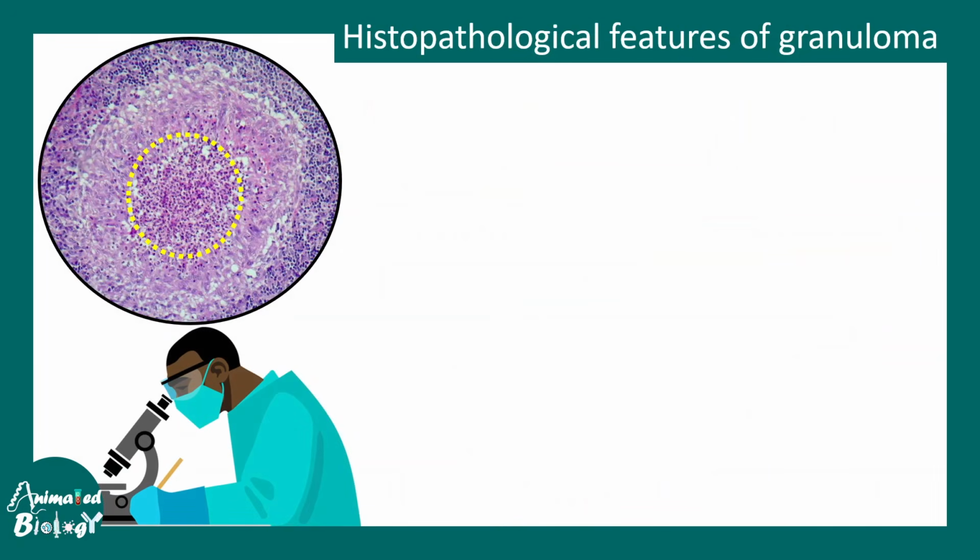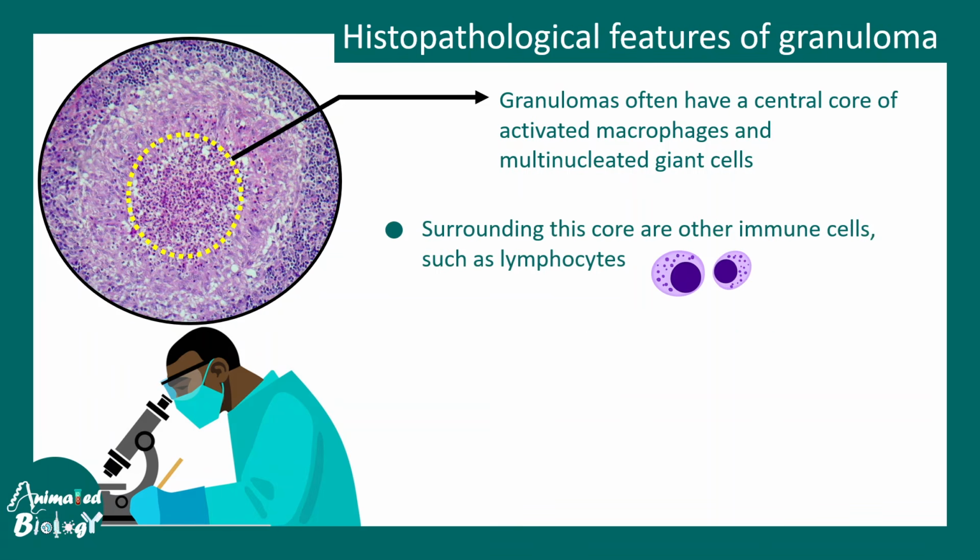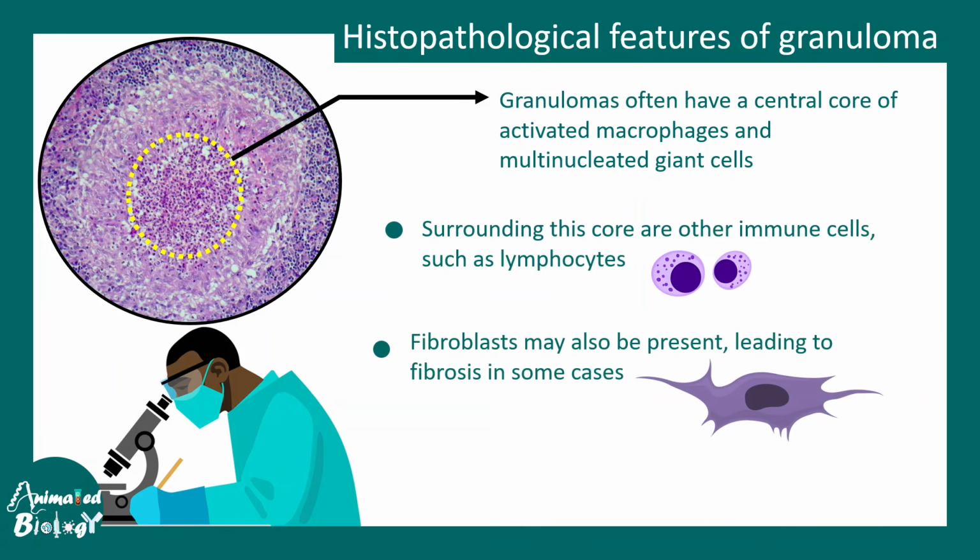Now, since you are more familiar with the histopathological features, let us look at our original section. Here you can see the core of these granulomas actually comprises macrophages and multinucleated giant cells. Surrounding the core, there are several other immune cells, mostly lymphocytes. There could also be fibroblasts, which are associated with tissue regeneration.